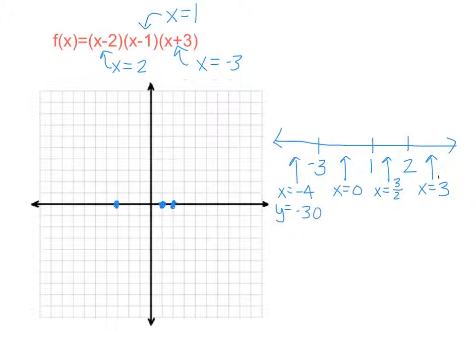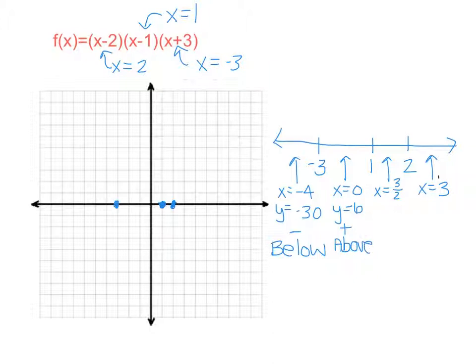So you'd get negative 30. This is a negative value, which means everywhere to the left of negative 3, y is going to be negative. In between negative 3 and 1, we're testing the point x is equal to 0. When we plug that in, we're going to get y is equal to 6. That's a positive point, so that means everywhere between negative 3 and 1, the graph will be above the x-axis.